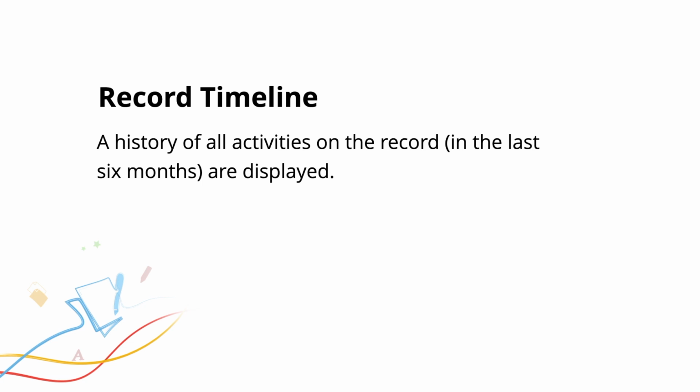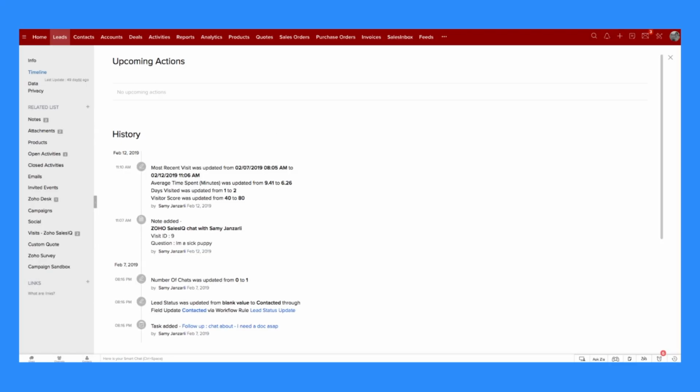If you go into a record, up at the top left, you'll actually see a history of all the activities done on the record up to the last 6 months. So here you'll see who's done what, when it was done, and it'll give you a comprehensive view at the individual record and what's going on.